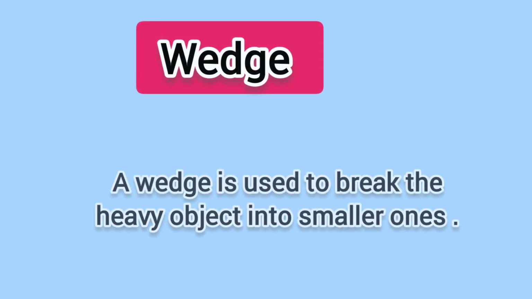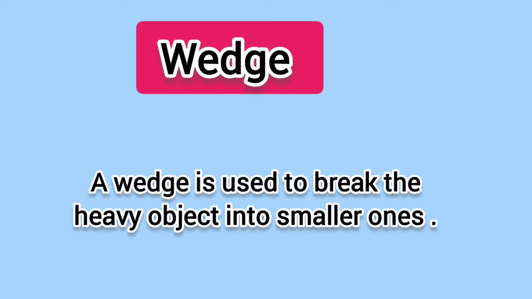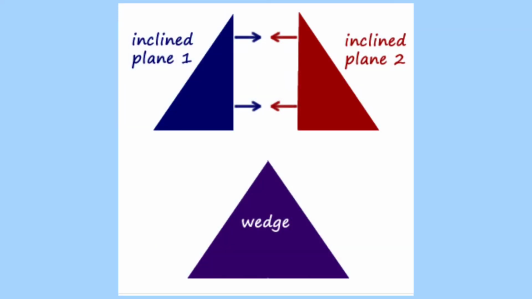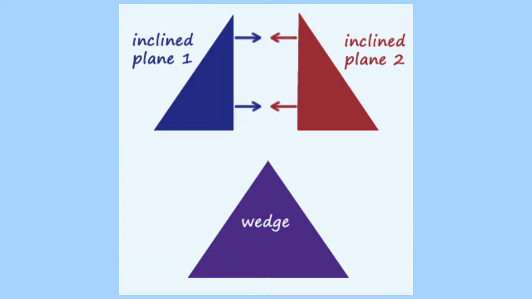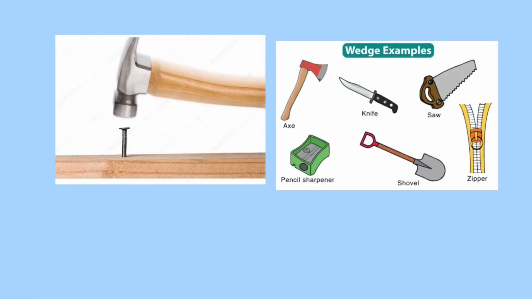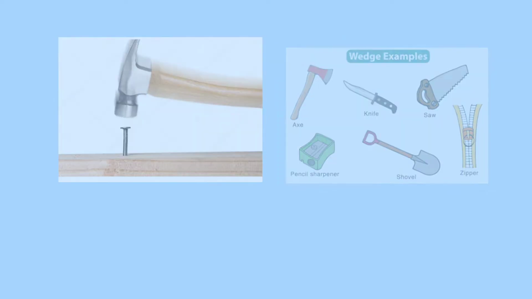Wedge. A wedge is used to break a heavy object into smaller ones. A wedge is made up of two inclined planes. These planes meet and form a sharp edge. For a wedge, the effort force is applied to the vertical edge of the wedge. An example of a wedge is a nail sinking into an object.